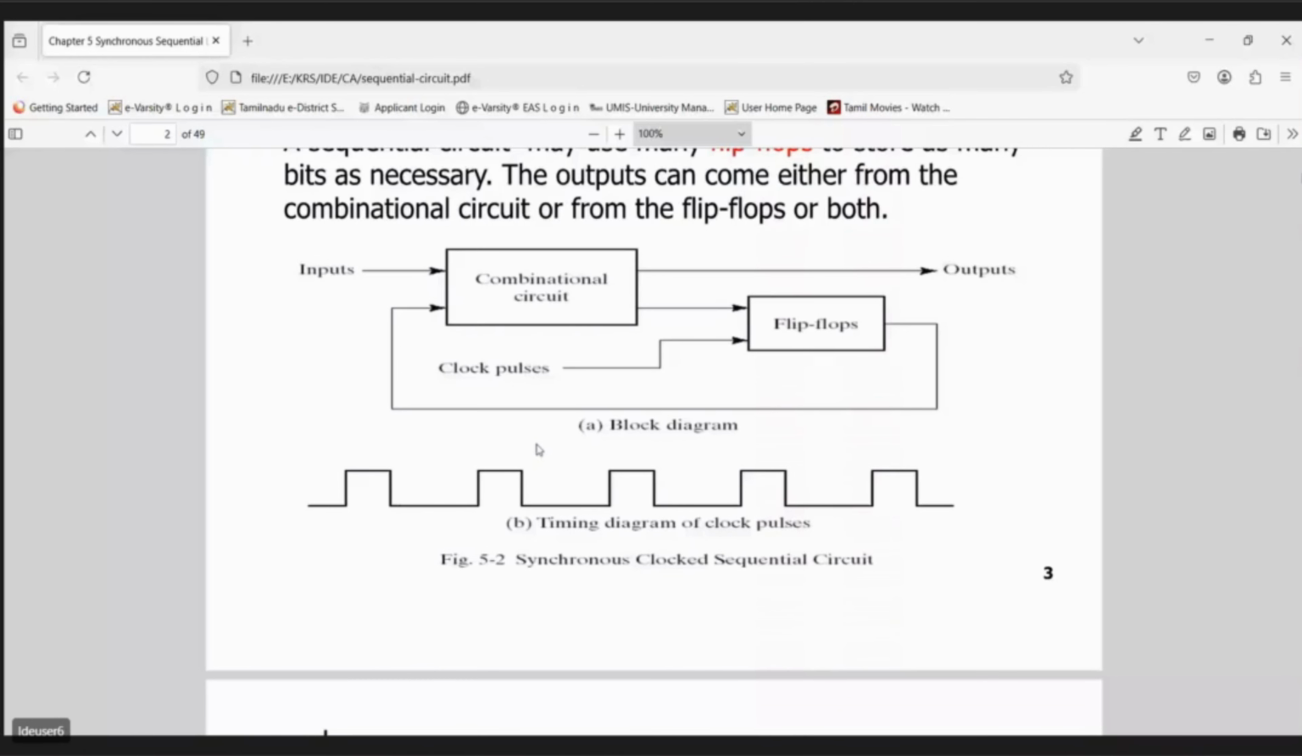It is a clocked sequential synchronous circuit. The clock pulse is either 0 or high. Timing diagram. This is a block diagram of a clocked sequential circuit. The flip-flops store at least one bit of binary information, either 0 or 1.